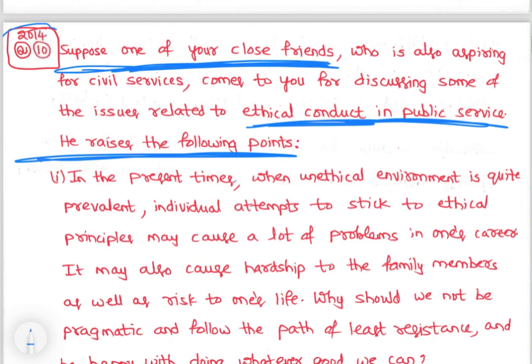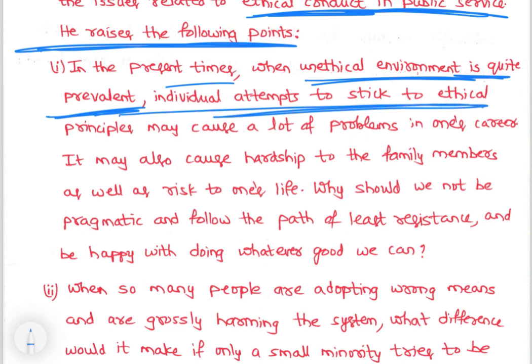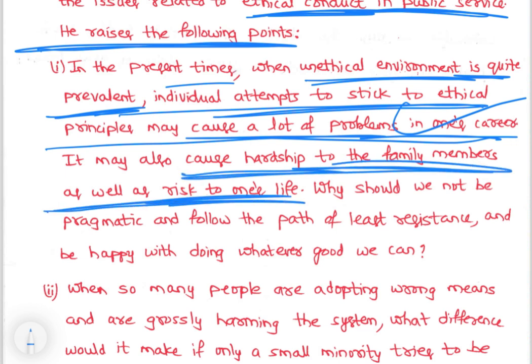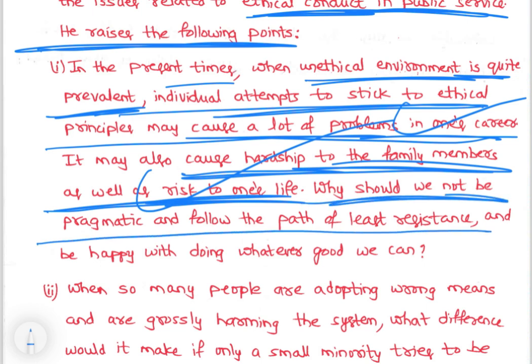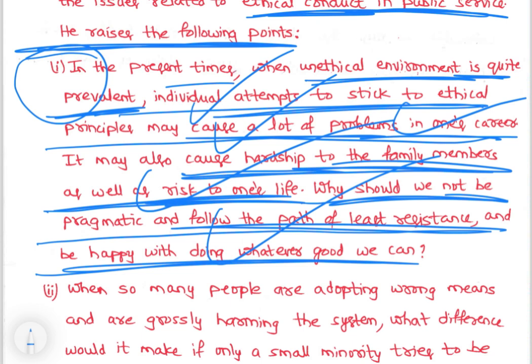One of friend, nature is different. See, in present times when unethical environment is quite prevalent, individual attempts to stick to ethical principles may cause a lot of problems to one's career, right? It may also cause hardship to the family members as well as risk to one's life. Why should we not be pragmatic and follow the path of least resistance and happy with whatever we have? See, this is similar to the first question in last case study. So you can write answer to this question.